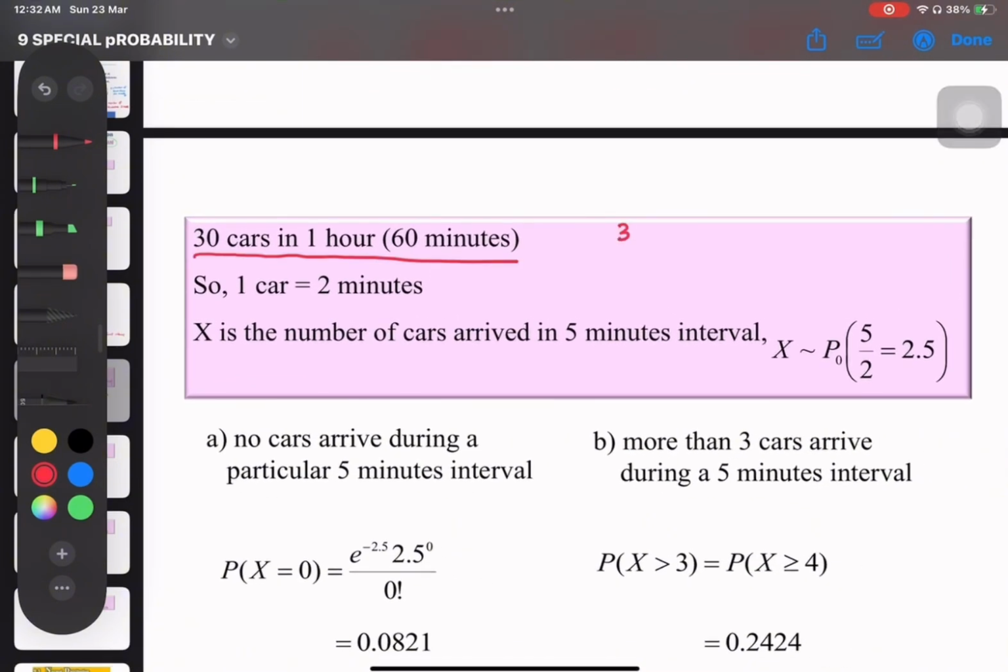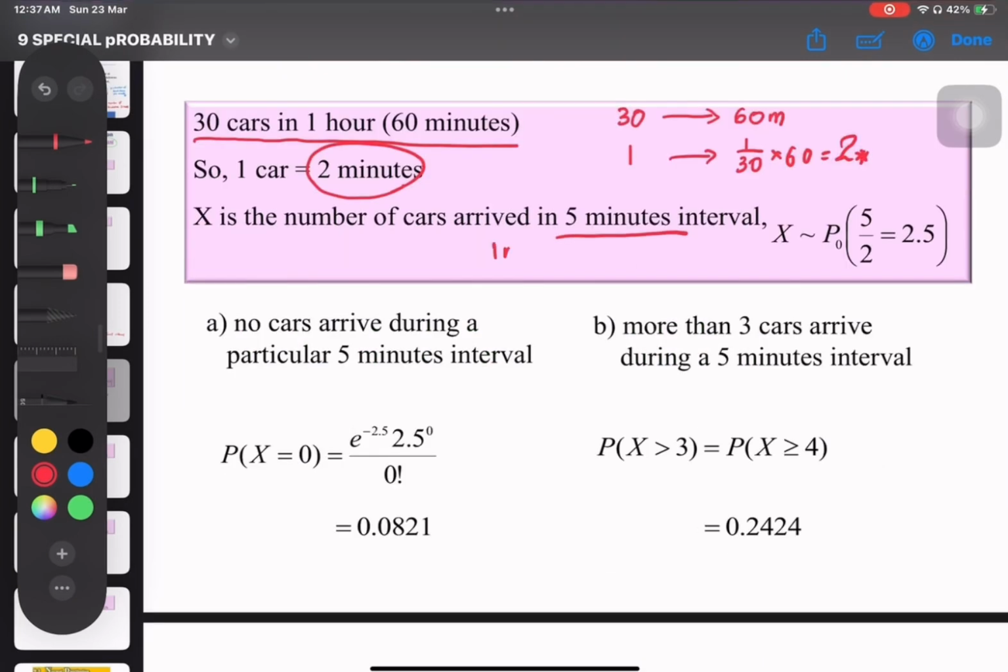From the question given, it says 30 cars in 1 hour. As you know, 1 hour is 60 minutes. So for 1 car, we get 1 over 30 times 60, so we get 2 minutes. So 1 car is equal to 2 minutes. However, the question asks for 5 minutes. So 1 minute is equal to 1 over 2 car, and for 5 minutes, it is 5 over 2, because we multiply 1 over 2 by 5.